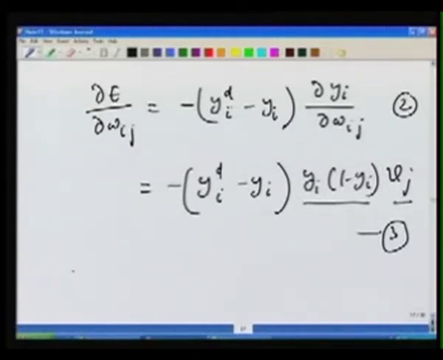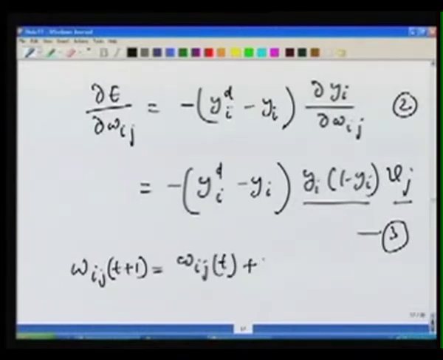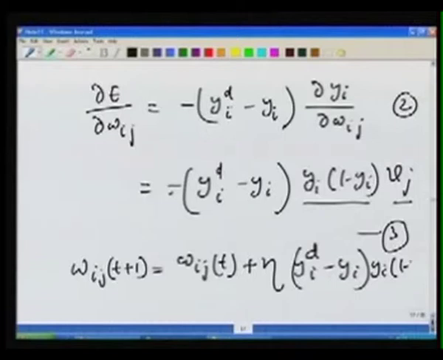So, what was our earlier update equation? w I j at t plus 1 equal to w I j at t plus, this was actually minus, I am making plus because I am getting here minus eta del E upon del w I j. So, that was minus. So, here the term is minus. So, this becomes plus eta y I d minus y I into y I into 1 minus y I into V j. So, this is your final equation for the weight update law for weights between hidden layer and output layer.